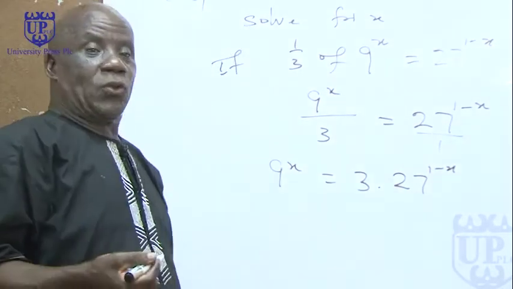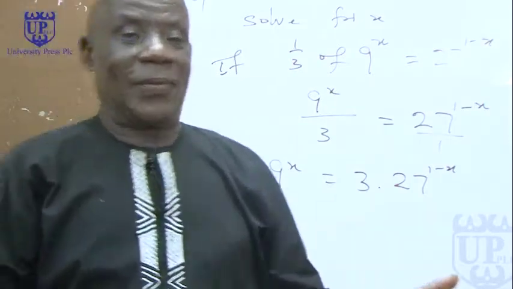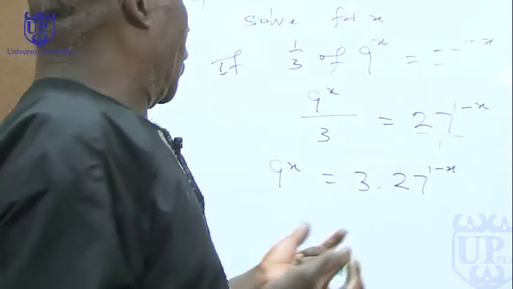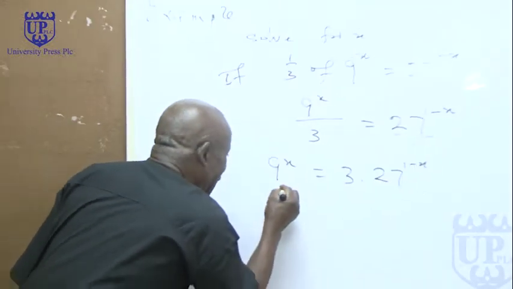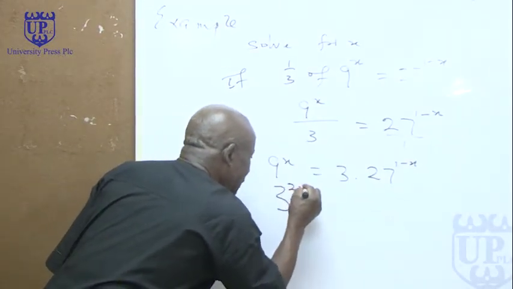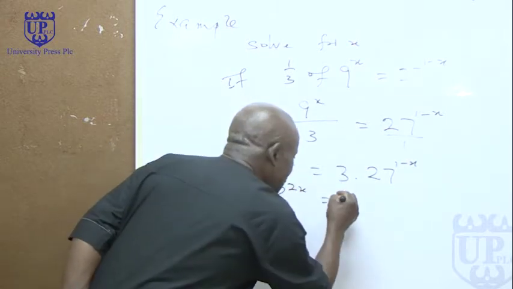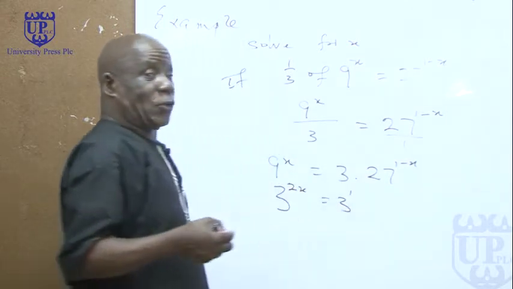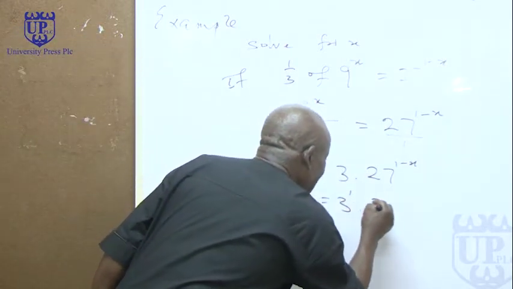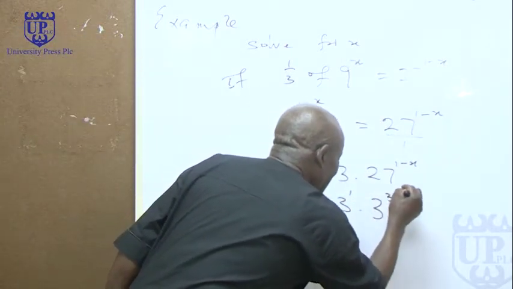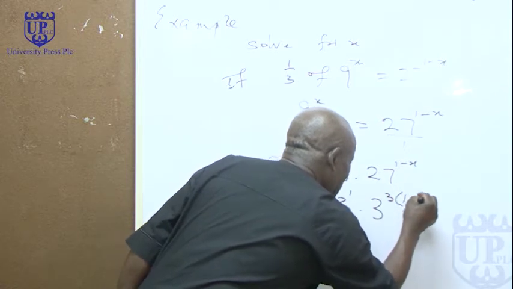Now you change everything to the powers of 3. 3 is common. 3 is a factor of 9 and it's also a factor of 27. This 9 raised to power x is the same thing as 3 raised to power 2x, equals 3 raised to power 3 is the same thing as 3 raised to power 1. Don't forget. And 27 is 3 raised to power 3 in bracket 1 minus x.